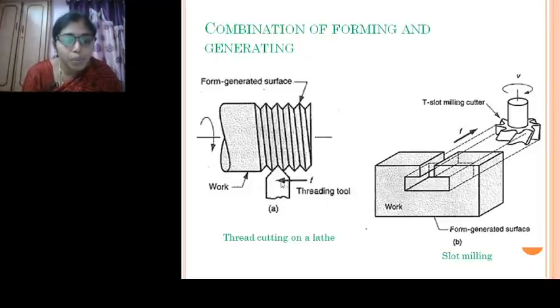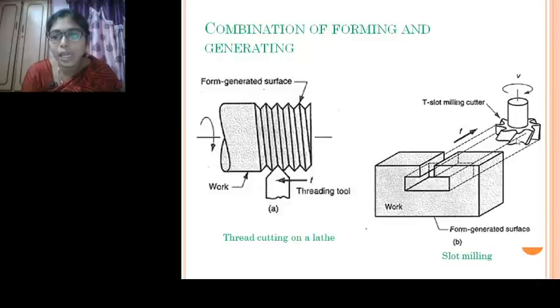And the feed motion here, we give large feeds in a threading operation. The feed motion will be determining the shape of the final component. The type and shape are obtained by the combination of both forming and generating type. This thread cutting operation comes under a combination of forming and generating. And in a slot milling also, the slot will be determined by the tool.